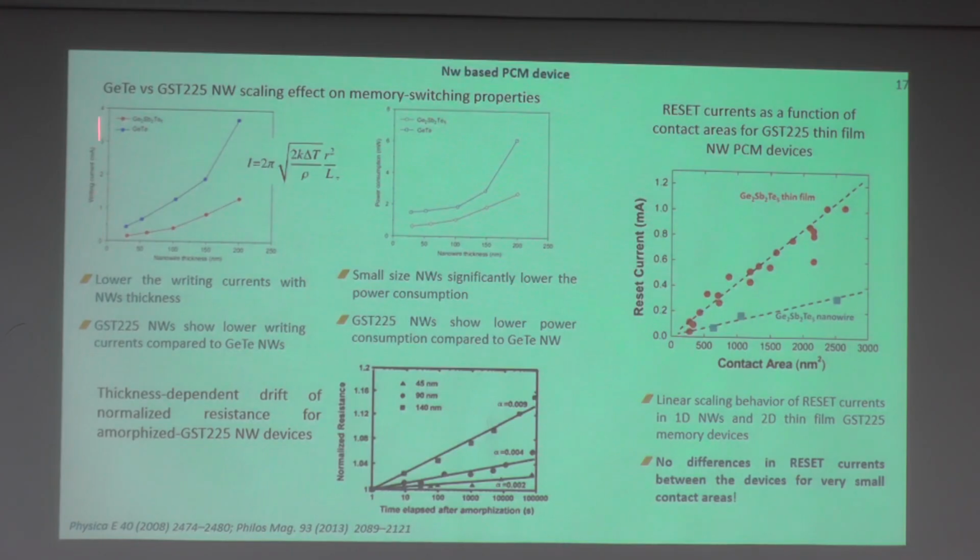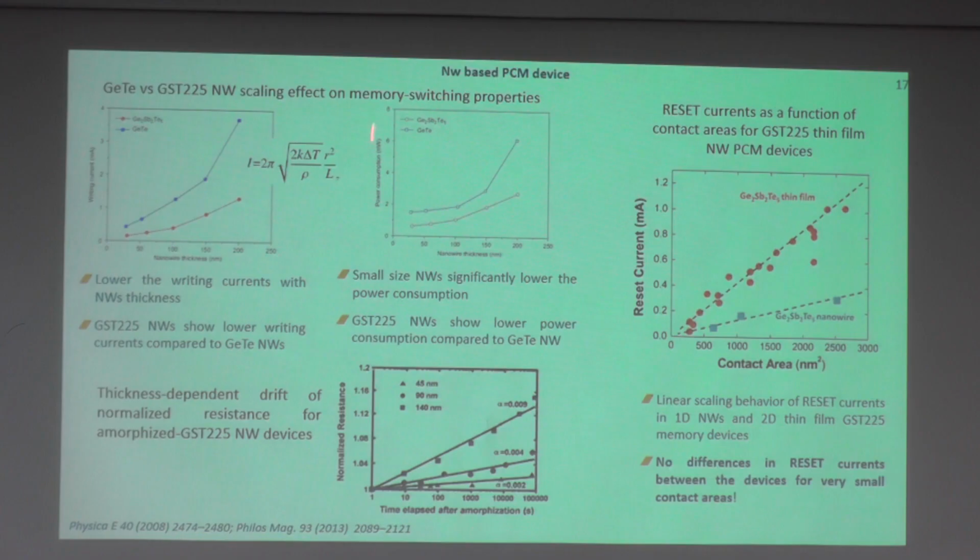Here we have writing currents versus nanowire thickness. You can see, as supposed from the first lecture, if we reduce the size of our phase change materials, we can reduce the writing current. So for GT and GST, you can see it nicely. It reduces to less than 0.5 mA.